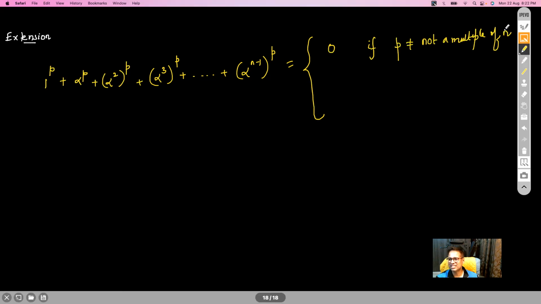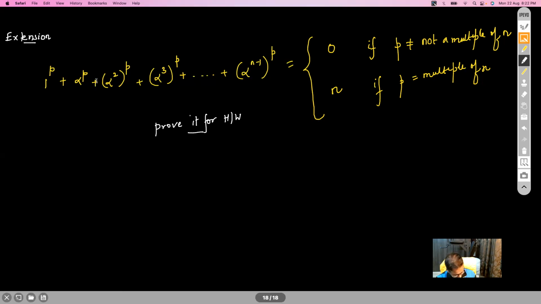Sorry, I wrote a 3 by mistake. It's n. And what should be the answer if p is a multiple of n? Can you take a guess? Absolutely right. The answer should be n. Correct? Now prove this for homework. I'm not going to do it right now. Prove it for your homework. Same thing, you just have to apply your GP formula here also. Nothing different.